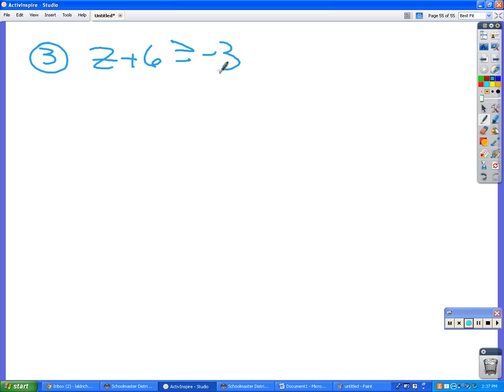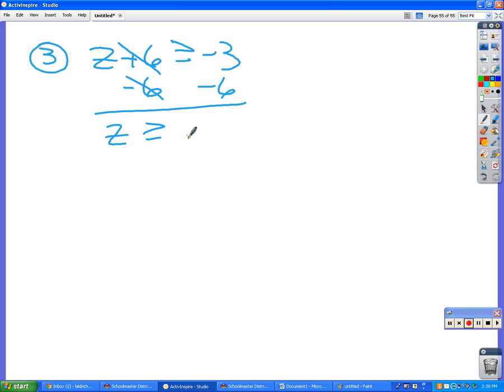Okay, last one. That is a Z. That's why I put the little slash through it, so you know it's a Z, not a 2. That's how you tell it's a Z, not a 2. So I need to get rid of the plus 6. So I'm going to put minus 6. Okay? So minus 6 there, minus 6 there. Those cancel. Z is greater than or equal to.